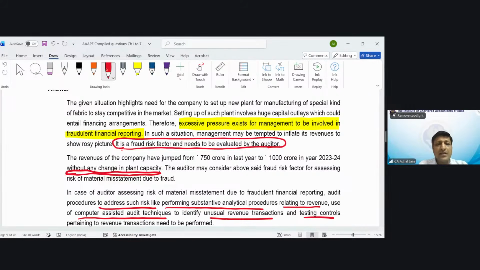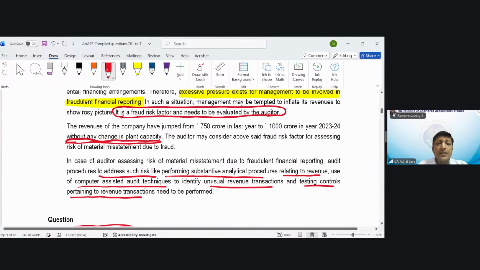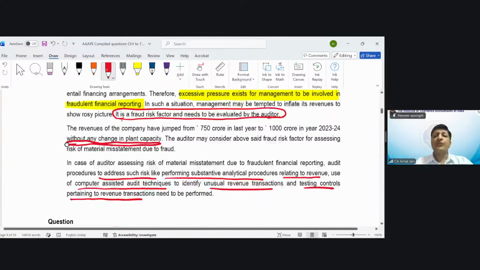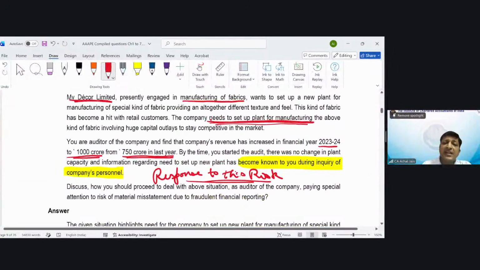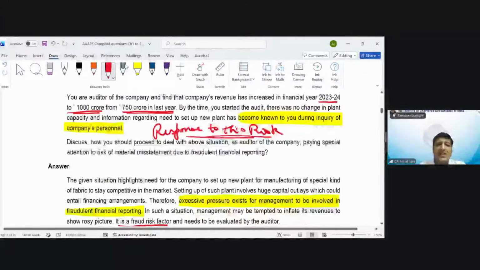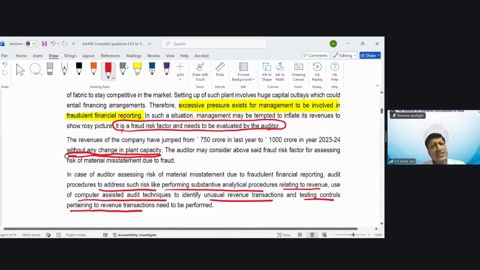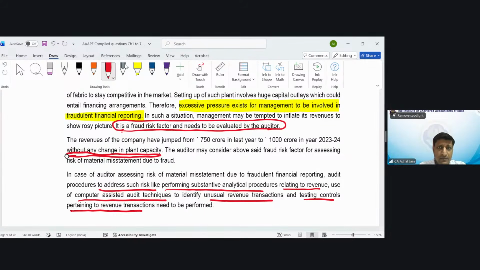So this will require evaluation. Now, revenues of the company have jumped from 750 to 1000, and therein company is still planning to set up a plant. So as far as the capacity is concerned, the capacity remains same, but the company is able to churn, bring in so much efficiency. So that seems to be very, very difficult. So that's a question mark.